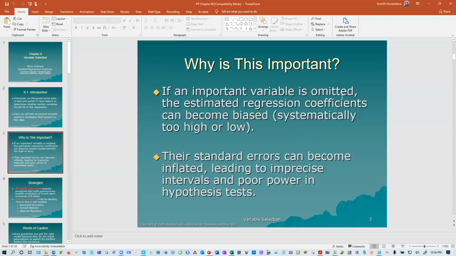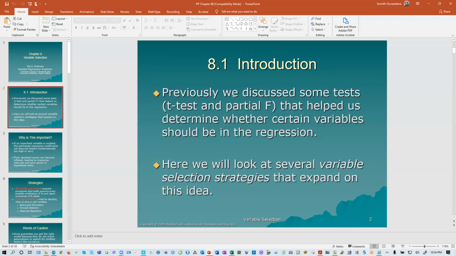If an important variable is omitted, look at what can happen. The estimated regression coefficients can become biased, systematically too high or low. Their standard errors can become inflated, leading to imprecise intervals and poor power in hypothesis testing. So sometimes, with the aid of these tests, if you are planning to keep or remove certain variables, very important variables will be removed by accident.